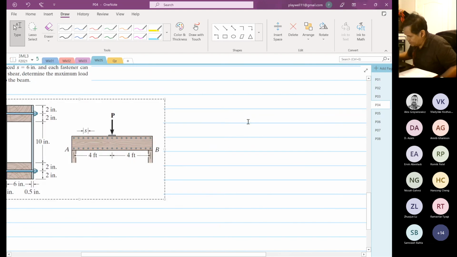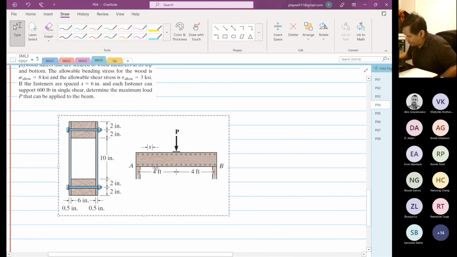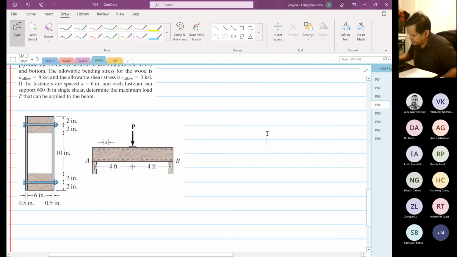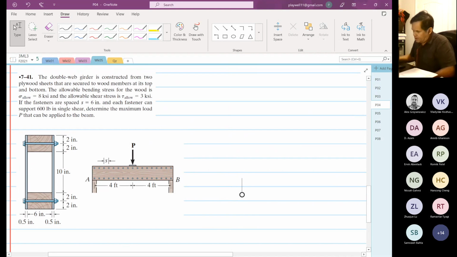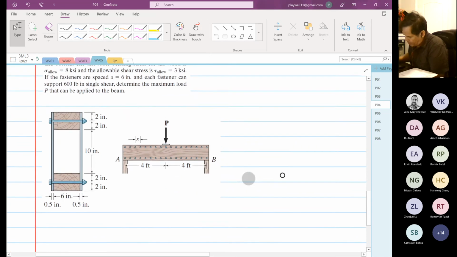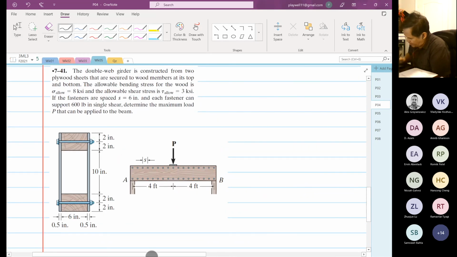So this is the problem that we're going to look at. A double web girder is constructed from 2 plywood that are secured to the wood member at the top and the bottom. So what you see down here is you have 2 bolts, one at the top, one at the bottom. So it's a single bolt that secures both sides.